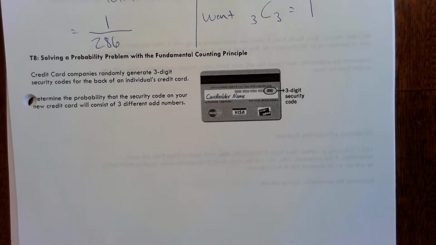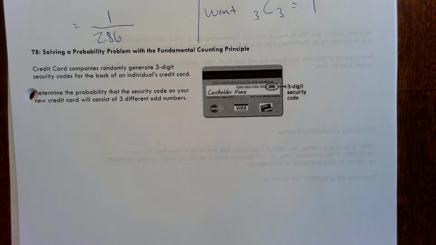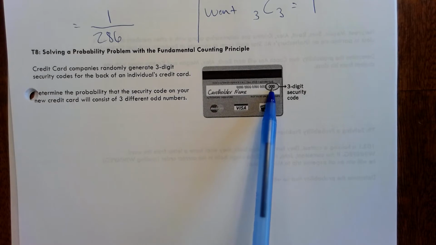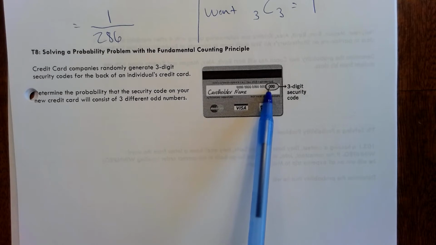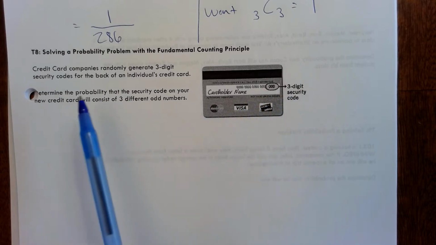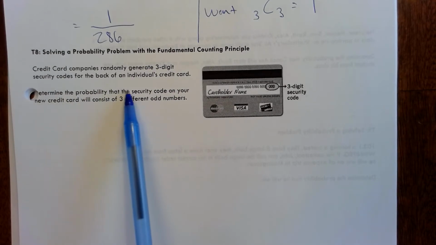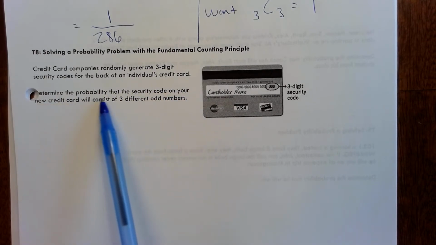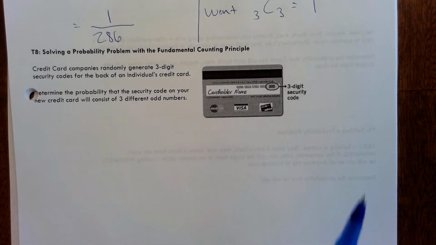A very similar question. Credit card companies randomly generate a 3-digit security code for the back of an individual's credit card. Should you tell people that number? No. If you're paying with your credit card over the phone, you might have to, but otherwise, don't go broadcasting that to other people, okay? It's a security code for a reason. Determine the probability that your security code of your new credit card will consist of 3 different odd numbers.